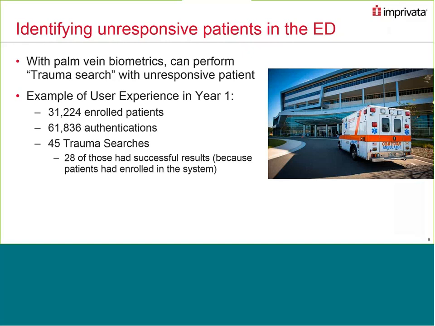So I think this is a small sampling of 30,000 enrolled and 60,000 authentications. Of the trauma searches, 28 had successful scans, which means 28 of those people actually were identified when it was most crucial. So to me, that's a win from a safety standpoint. And more importantly, from the patient standpoint, they got the right care. And there is no worry about this person getting something happen to them, whether it be that simple chest x-ray or the wrong CAT scan. They get the right care, and that's important.